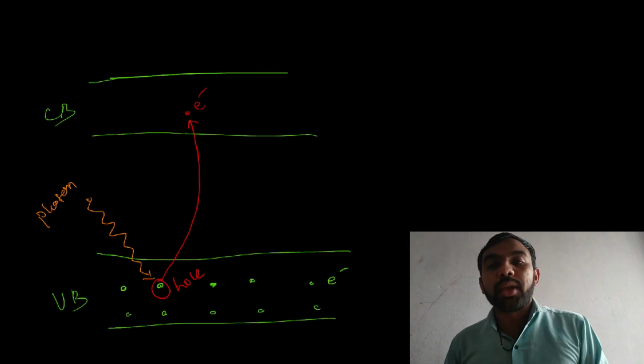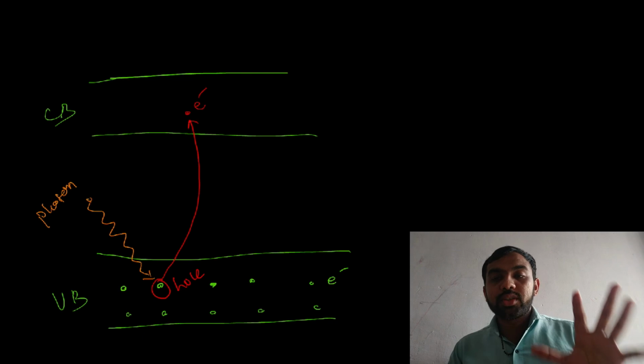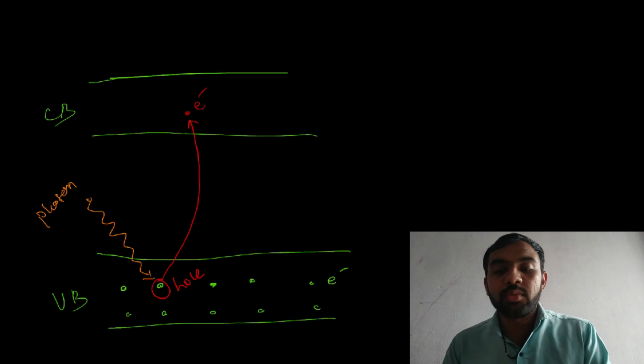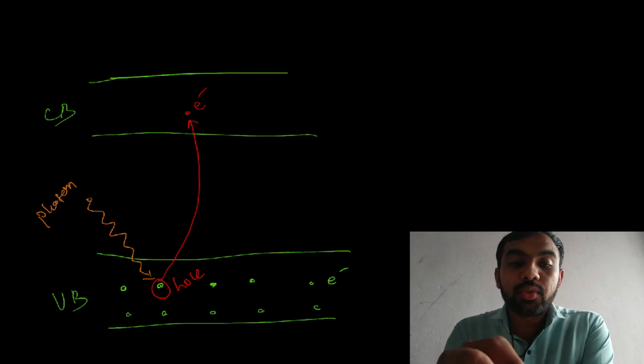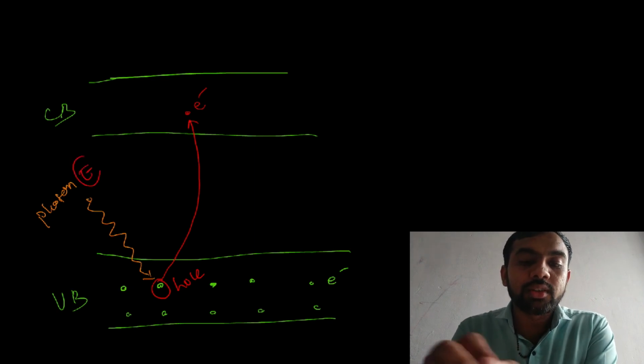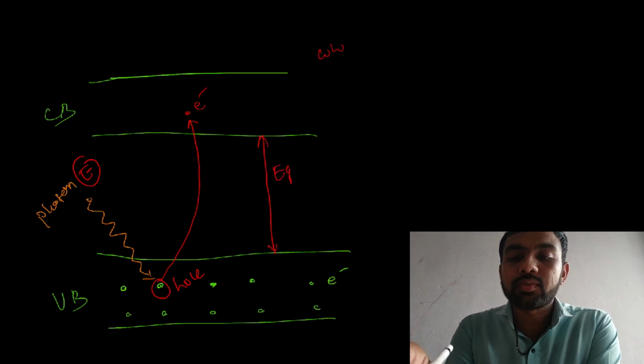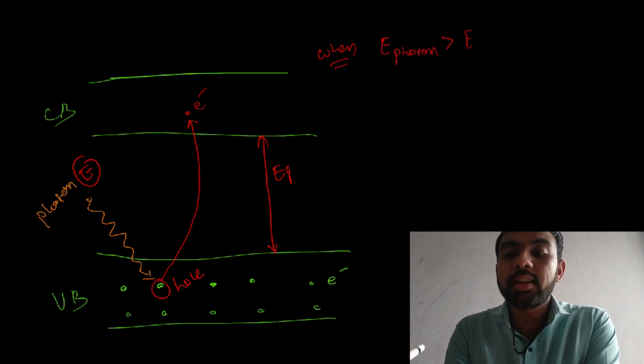How do you create the electron-hole pair? First you create the electron-hole pair by using thermal energy, and the second method is by using a photon also. You incident some photon on a valence band electron. It transits from the valence band to the conduction band. But what is the problem? This photon energy must be greater than this gap. So when E photon is greater than the energy gap, then an electron-hole pair is generated.